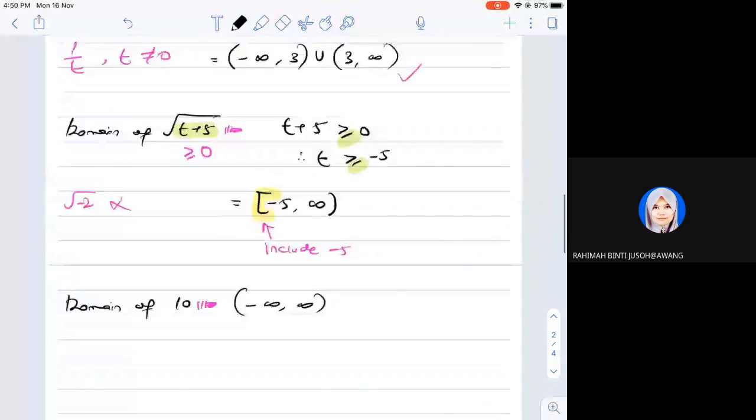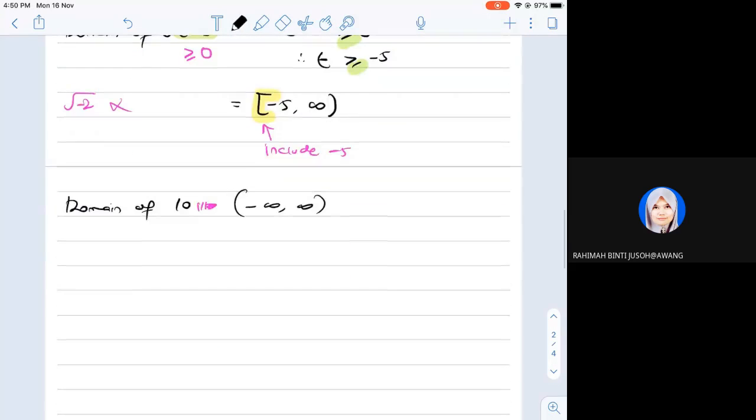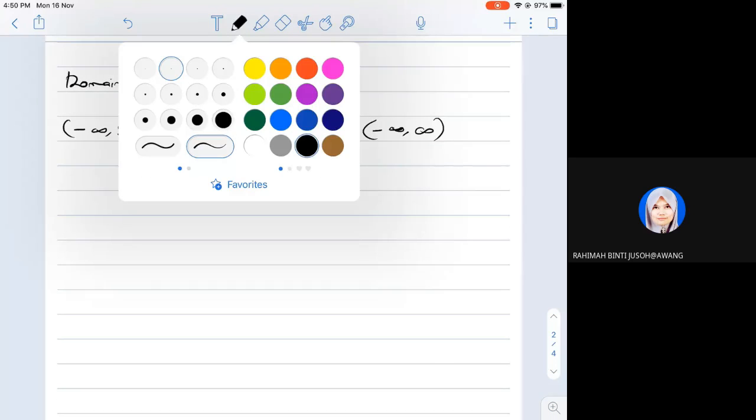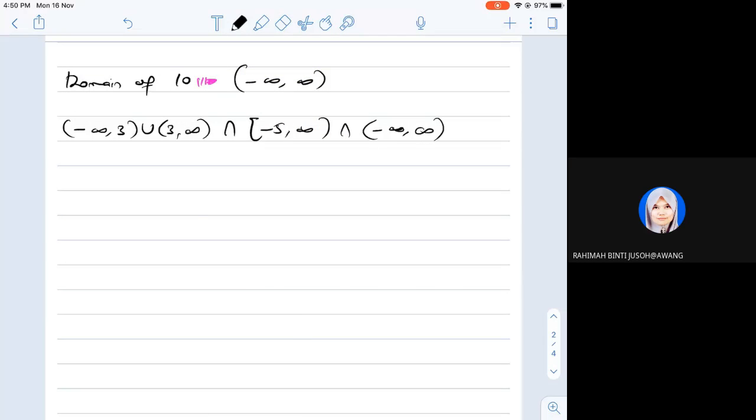Alright, so now we have to combine all of this. 1, 2, 3 domains. So negative infinity to 3, union 3 until infinity, intersect with negative infinity up to infinity, and then intersect with negative infinity up to infinity. Okay, how to do this? I'll teach you step by step. The first one we have is the domain negative infinity to 3 union 3 to infinity. Must be like this.